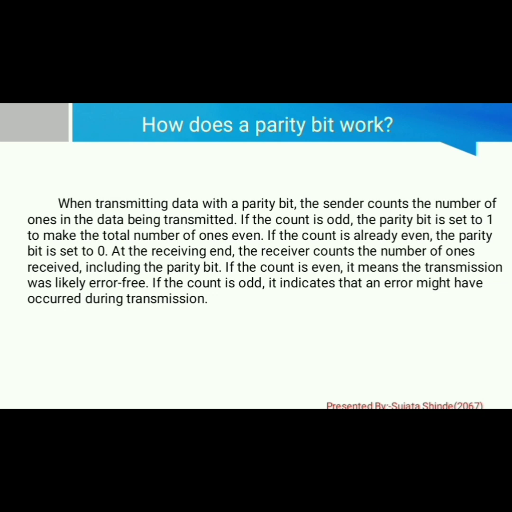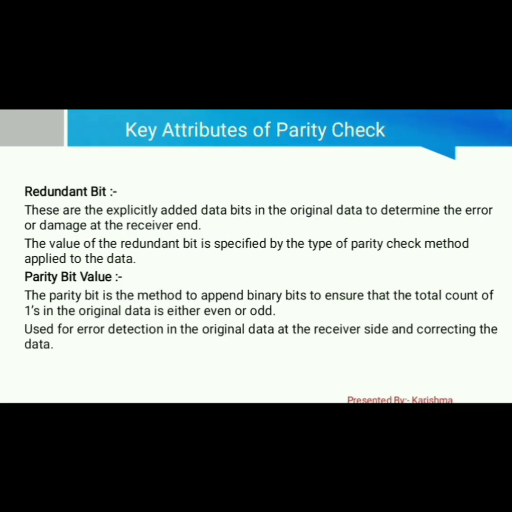There are two types of parity bit check. The first is odd parity and the second is even parity. In odd parity, including the parity bit, the total number of ones in the code should be odd. In even parity, the parity bit is set to make the total count of ones, including the parity bit, even. In odd parity, the parity bit is set to make the total count of ones odd. The choice between even parity or odd parity depends on the specific requirements of the system or application.